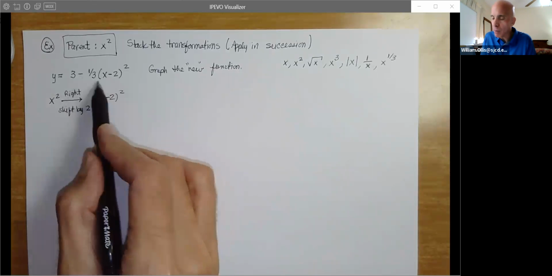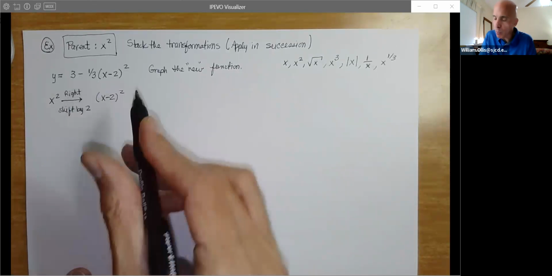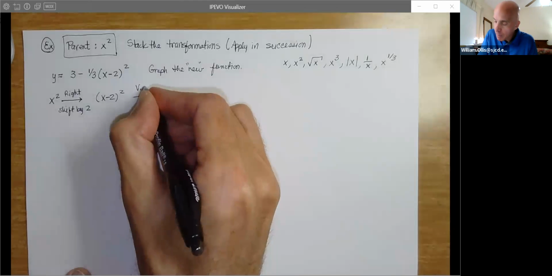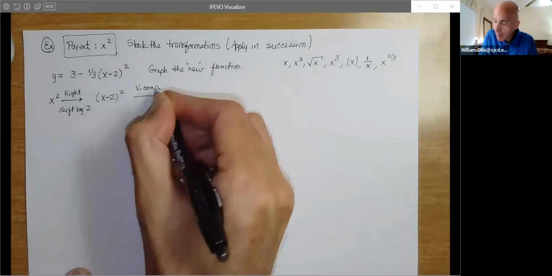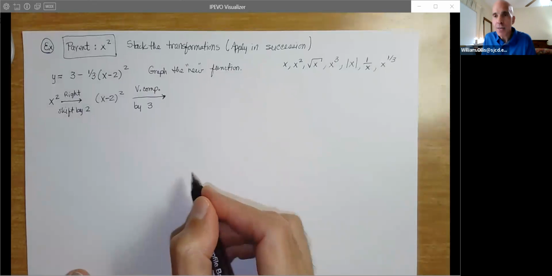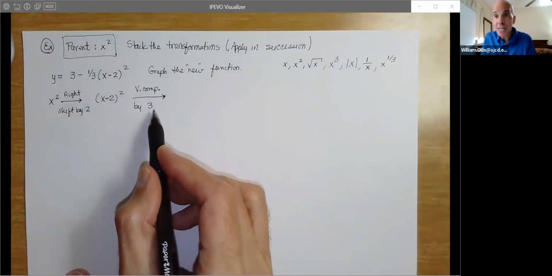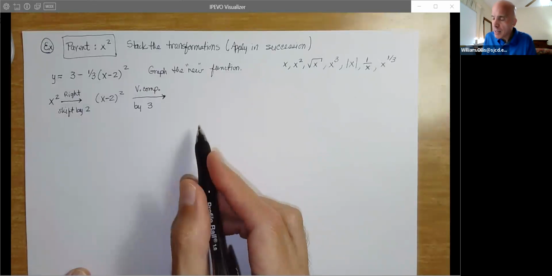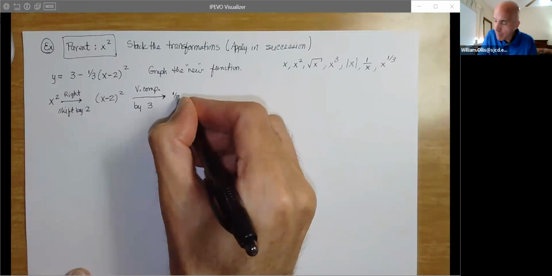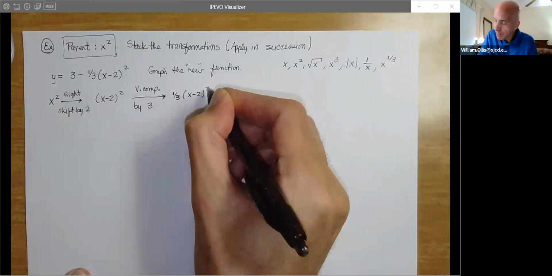Now, let's just work out. We have a 1/3 there. So we're multiplying the function by a number between 0 and 1. So this is a vertical compression by 3. That is, we're compressing it by a factor of 3. The coefficients in this case are going to be decreased by 3. Now what we want to do is write that down so we get 1/3 x minus 2 squared.